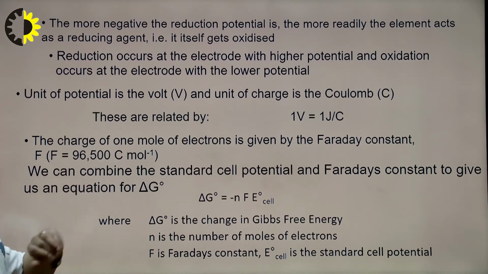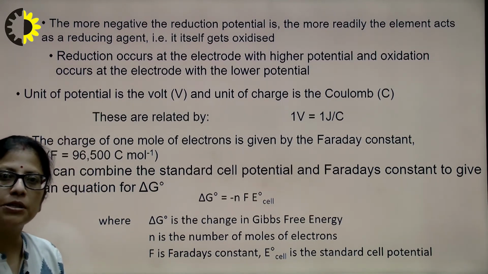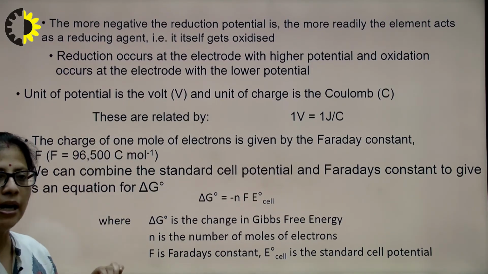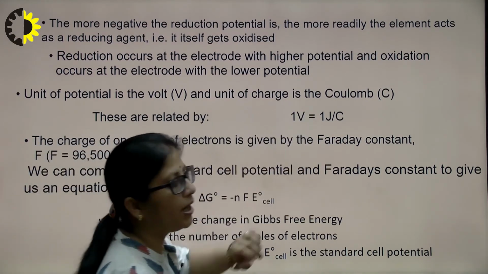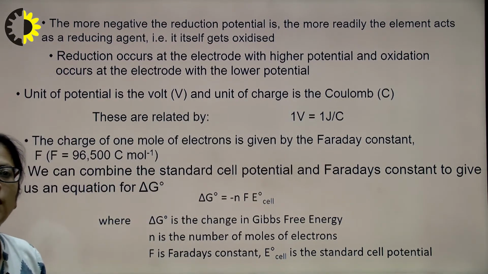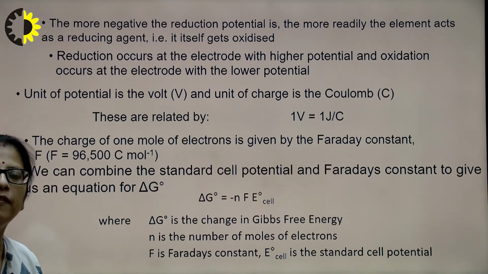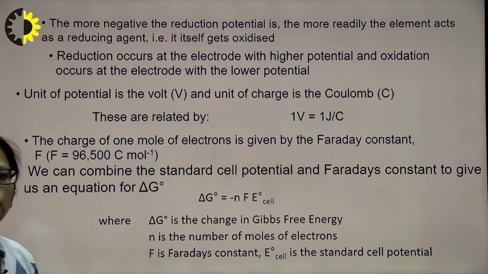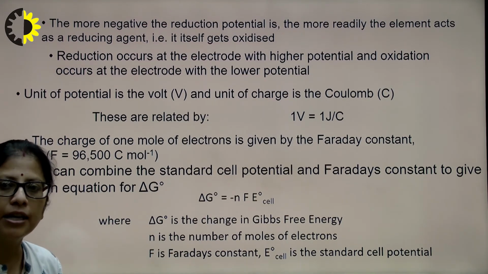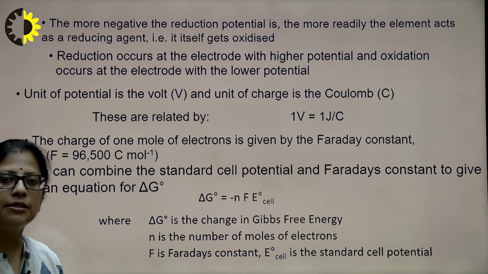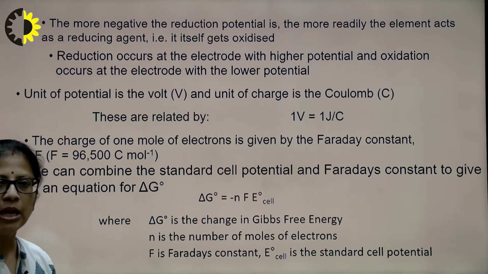The unit of potential is the volt, and the unit of charge is the coulomb. They are related by 1 volt is equal to 1 joule per coulomb. The charge of 1 mole of electrons is given by the Faraday constant, and for the Faraday constant we take it as 96,500 coulombs per mole. Now, we can combine the standard cell potential and Faraday's constant to give us an equation for delta G naught. This is the standard Gibbs free energy change.